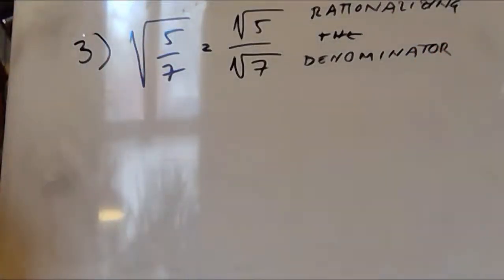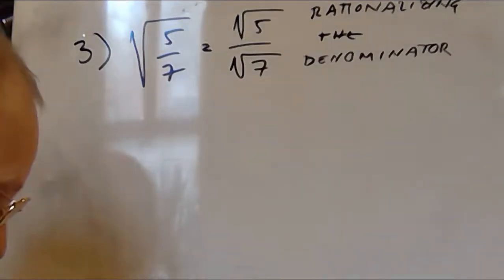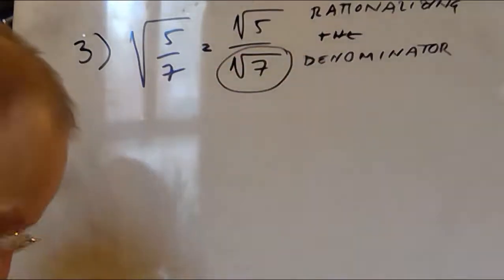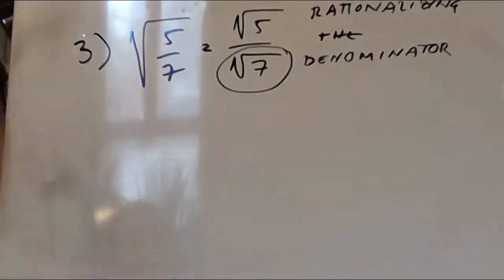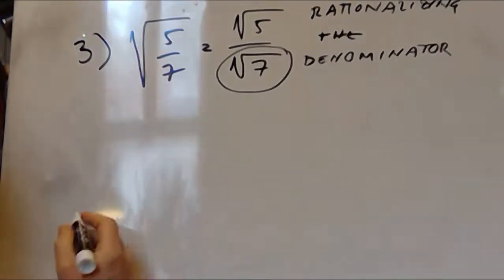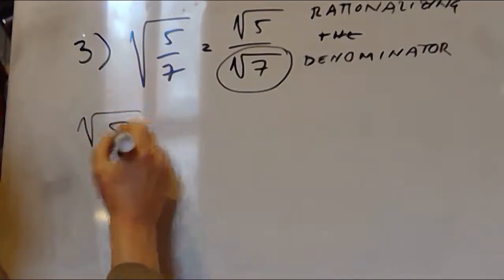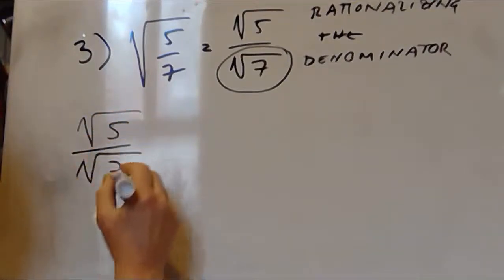Rationalizing the denominator. And that's what we're going to do now because we're stuck. We can't have that. Having this radical sign on the bottom is a no-no. So what we do is we look at this one on the bottom here, and we say we're going to multiply the top and the bottom by the square root of 7. So we have 5 square root of 7.